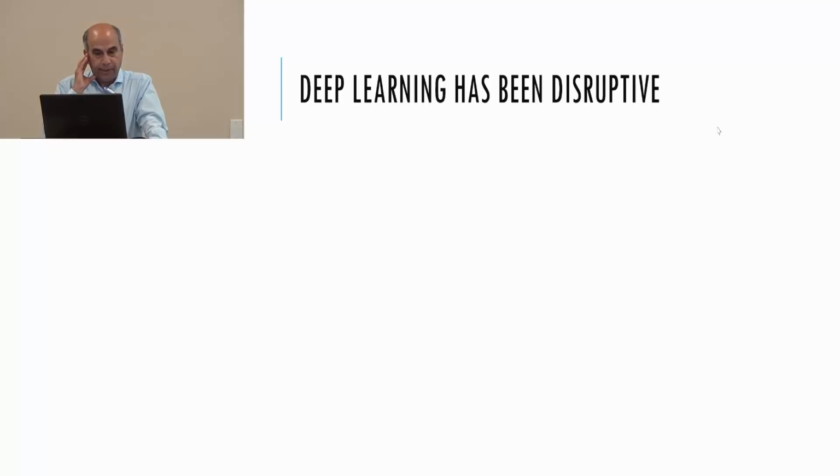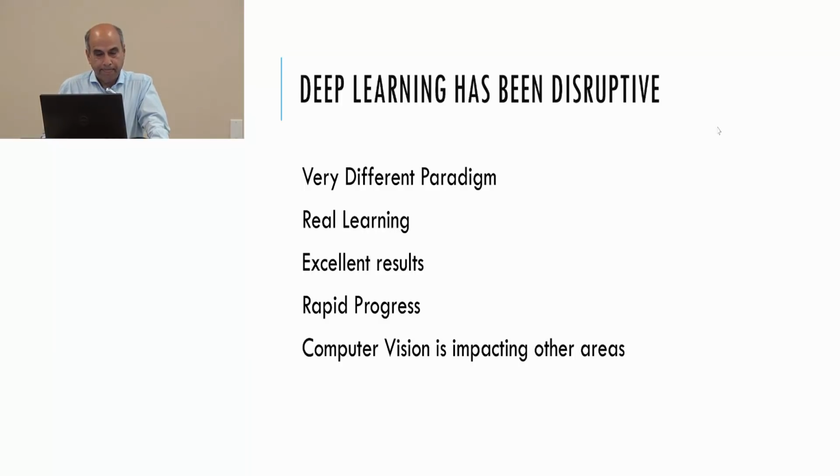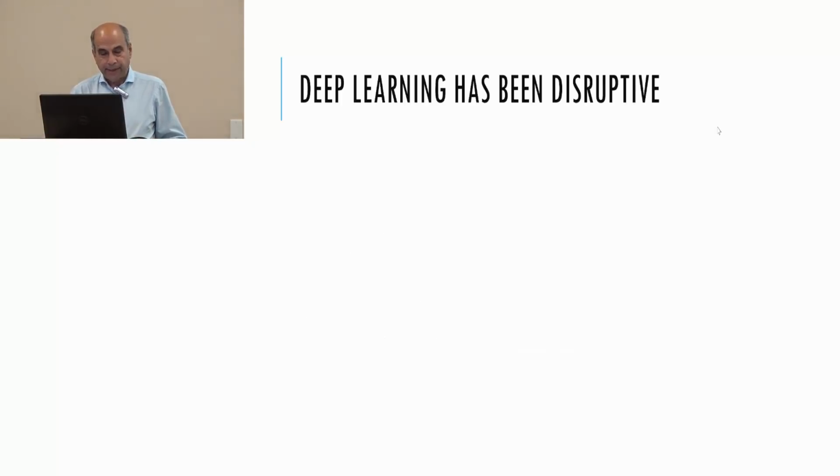So the time we are living in is a very disruptive time because deep learning has impacted lots of areas, including computer vision, machine learning, language understanding, robotics, and so on. It's a very different paradigm. There's real learning going on, the results are excellent, and the progress is rapid. And computer vision has played an important role in all this, helping other areas.